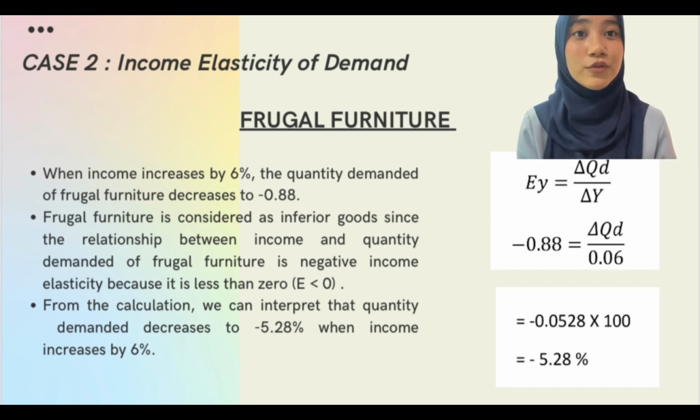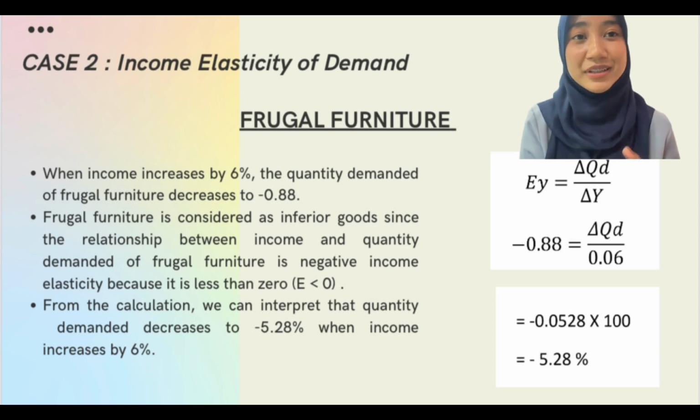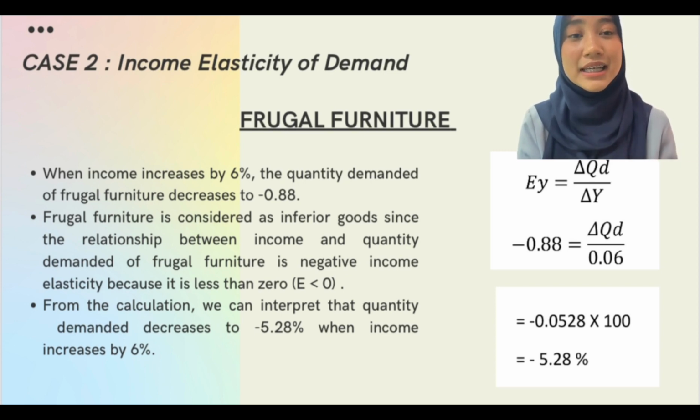BDB2207057. So for case 2, income elasticity of demand, from the question, when income increases by 6%, the quantity demanded for frugal furniture decreases, with an elasticity of negative 0.88. So frugal furniture is considered an inferior good, since the relationship between income and quantity demanded of frugal furniture is a negative income elasticity because it is less than 0.